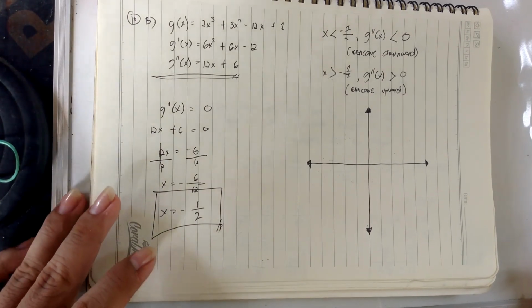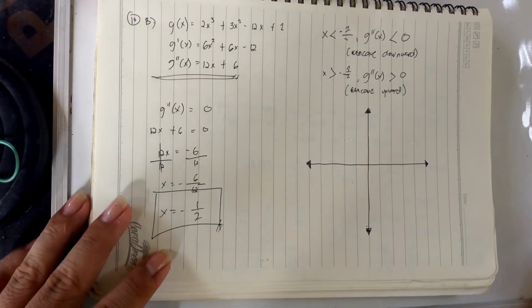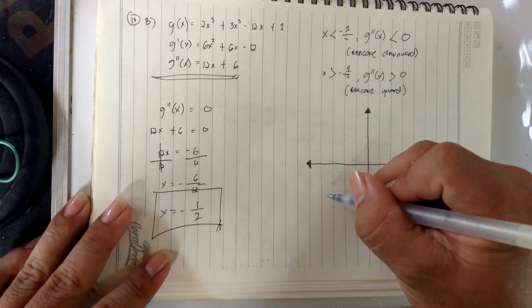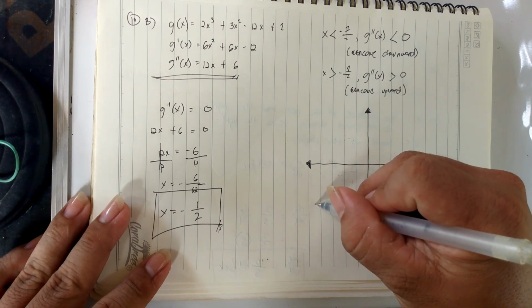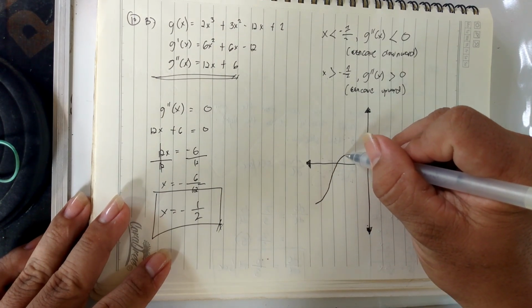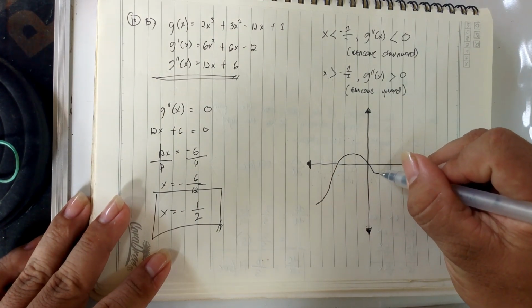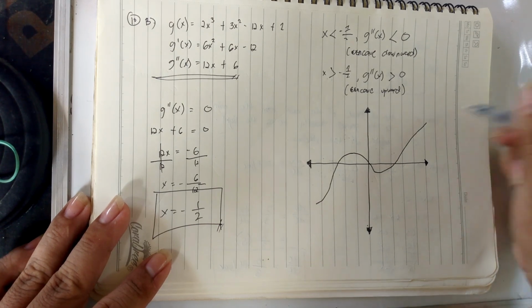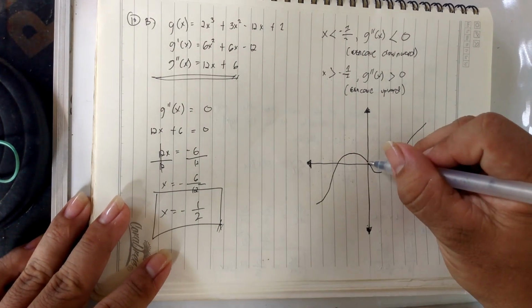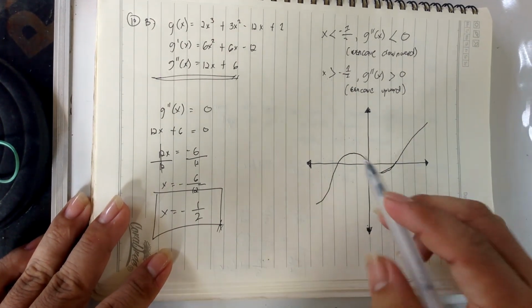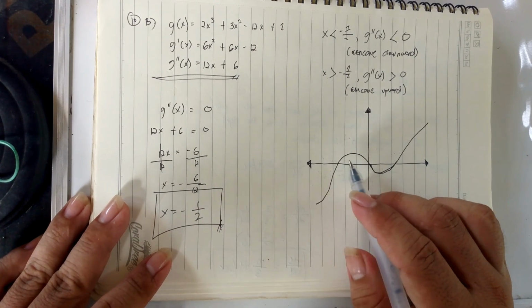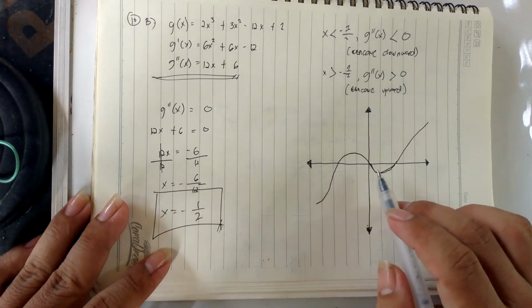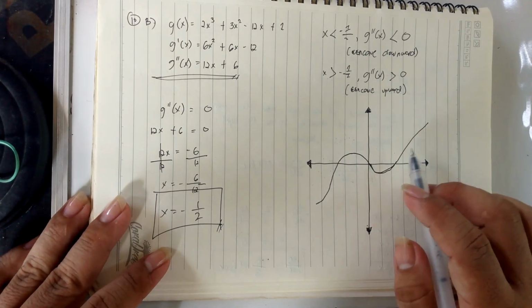So ang pag-graph ana, mahimo na siya nga gikan diri, pasaka siya diri, then balik, then saka na pod. So mao ang iyang graph, concave downward if x is less than negative 1/2, then concave upward if x is greater than negative 1/2.